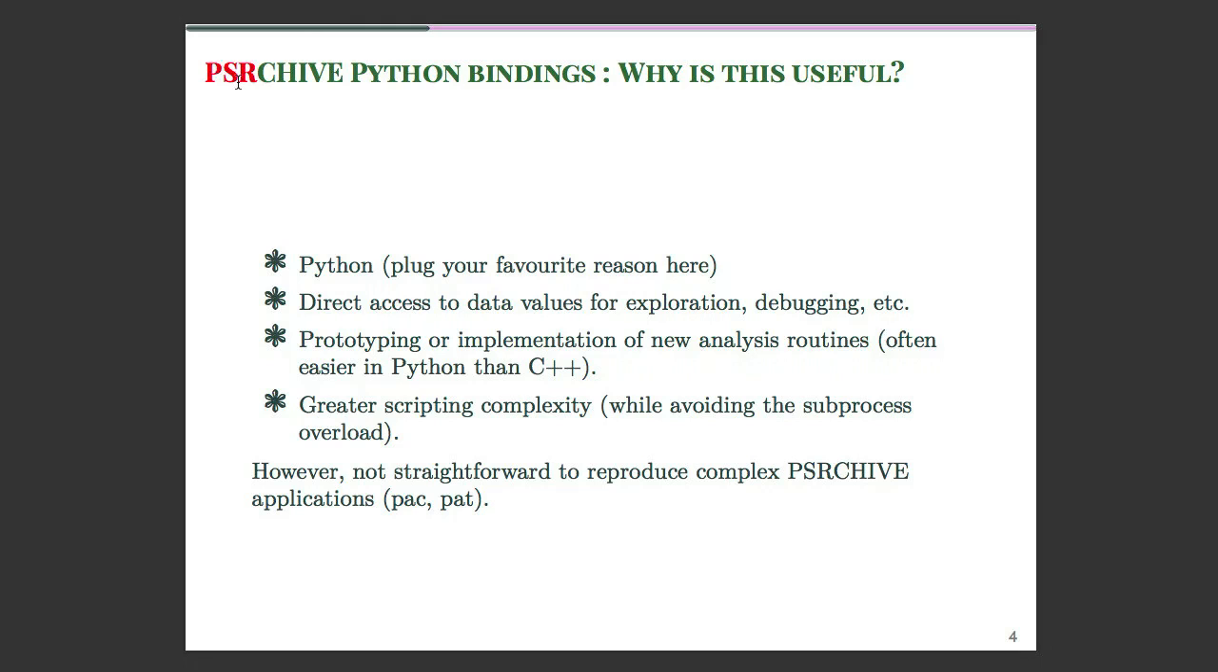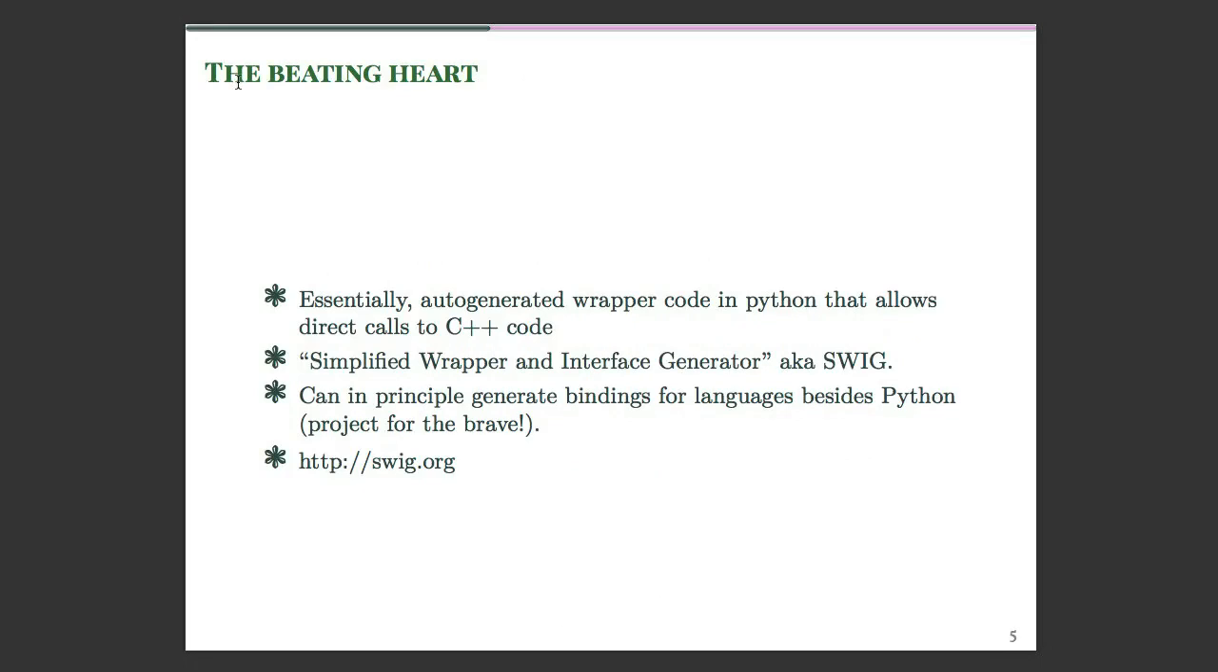But of course, the big caveat in all of this is it's not straightforward to do a pat inside the Python bindings. You can do it, but it's not. You'll have to write some convenience functions, and you can do all of that, but it takes a little bit more effort than shell scripting. Okay, so what's at the heart of this?